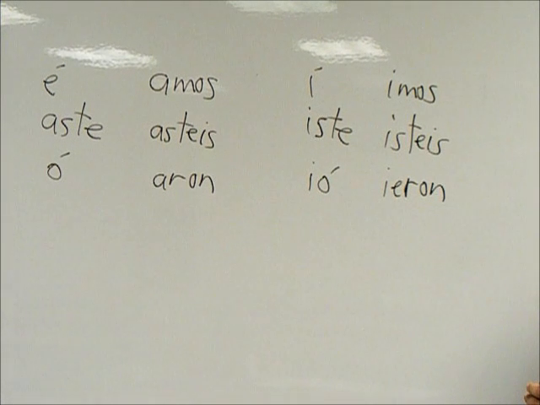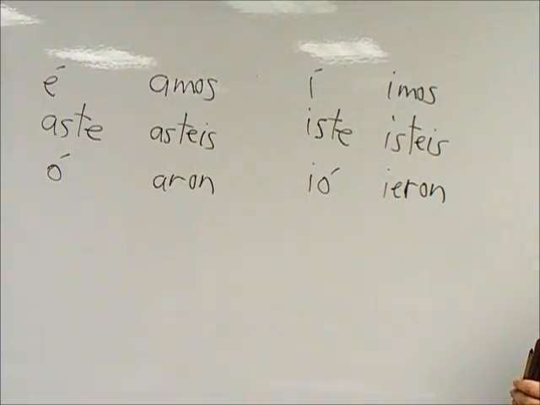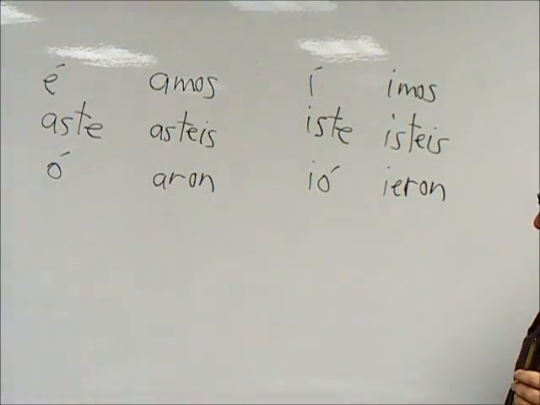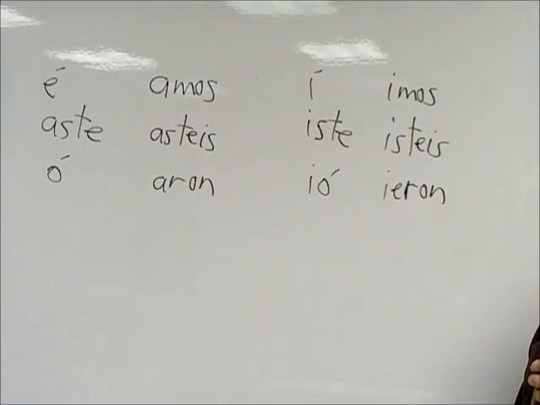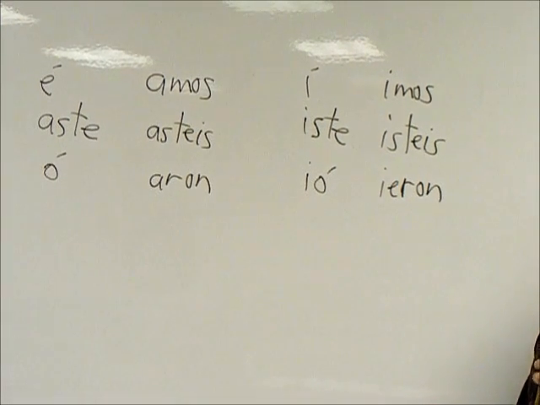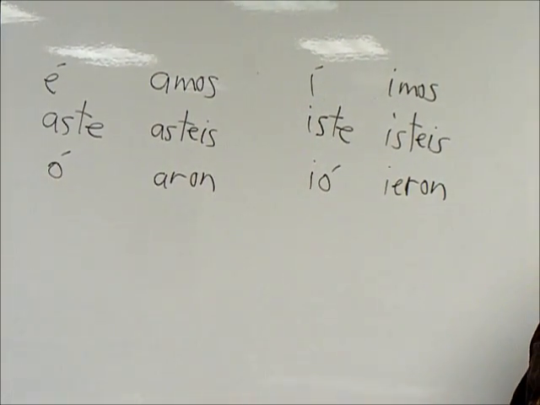For example, if I want to say I walked in the park, yo caminé en el parque. Caminar is my verb, it's an AR verb. Yo form, you take the stem and you put your é. Or I might ask you, did you walk in the park? ¿Caminaste en el parque?